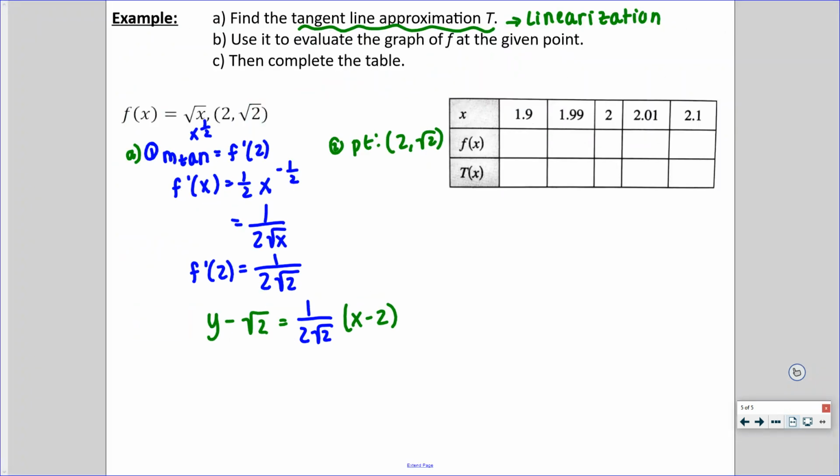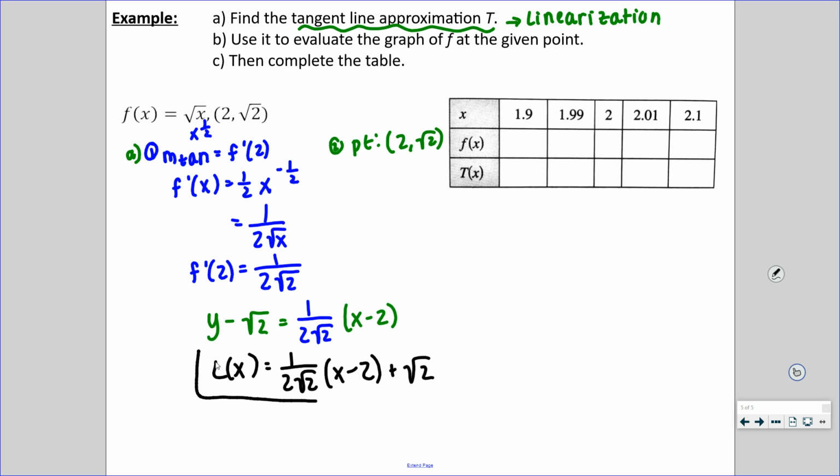Now to make this a linearization, which is the same thing, all you have to do is solve this for y and rewrite it in the proper notation of the linearization: 1 over 2 root 2 times x minus 2, plus the square root of 2. I mentioned this yesterday, but if your book simplifies this further, like putting it in slope-intercept form, you don't have to. You can leave it just like this. This is A-OK for AP graders. So if you're doing your homework and you notice you still have the same answer, they just want a step further, you can leave it like this.